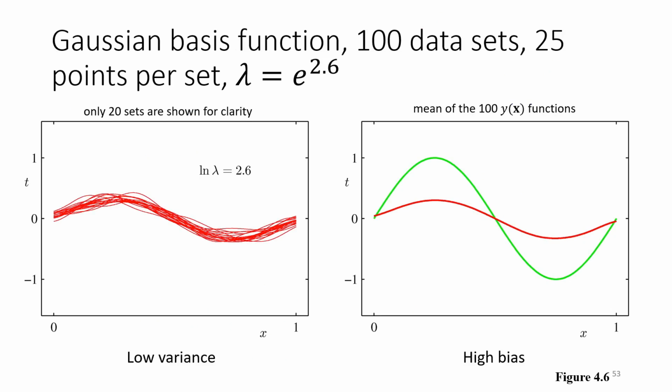If we use a very, very large lambda value, it means our curves will look highly similar to each other. So the variance is very, very small. However, the generated result, the h(x), will be like this red curve. It will be highly different from the ground truth value. So this is a high bias, low variance case.